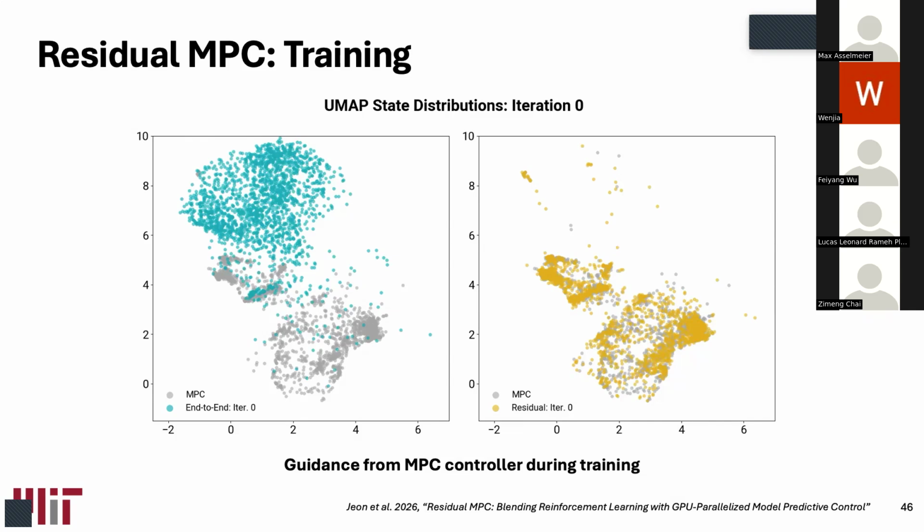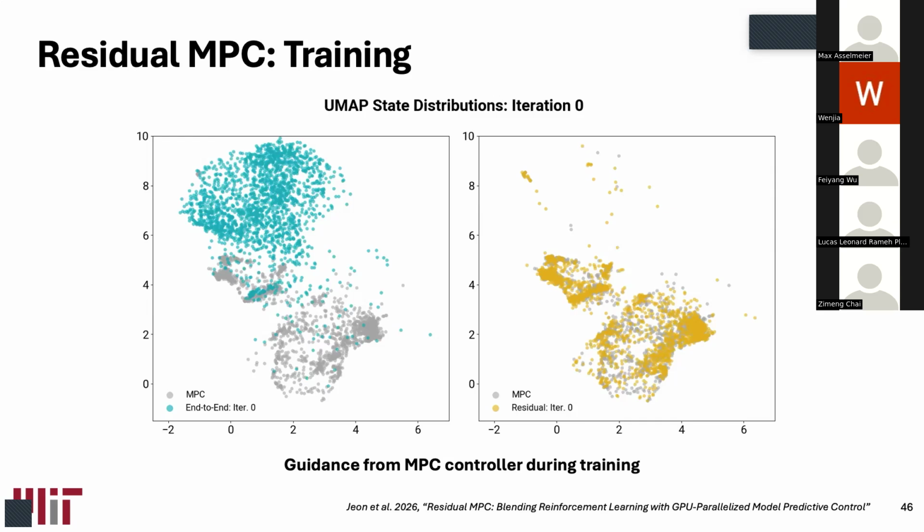So this gray here is the distribution of states from MPC. This blue cloud is the distribution of states from the randomly initialized RL policy. And here, this orange cloud is the randomly initialized states of the residual controller. Now, what's important is that these remain very close to the MPC because our residual policy is initialized to do nothing. We want to start from our baseline MPC controller that we trust. Let's learn a little bit on top of that. So it makes sense that they're close.